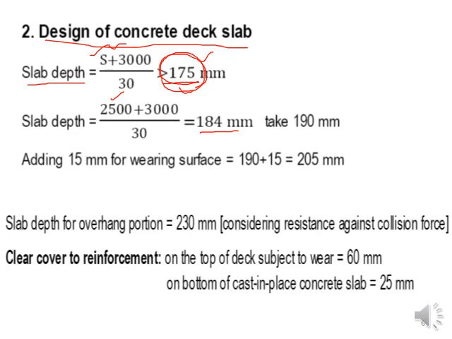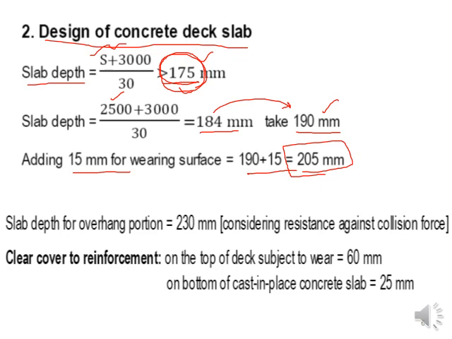So it is equal to 184. Round it up to a whole number, and it will be 190 millimeter. Then, adding 15 millimeter for the varying surface, which is given in the given data, you finally get 205 millimeters.